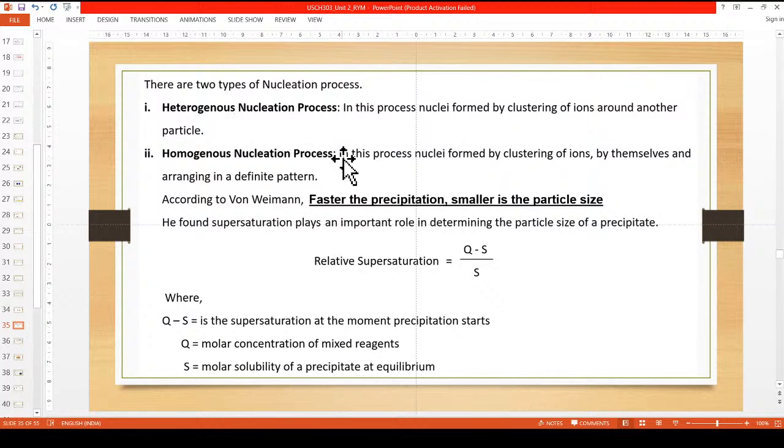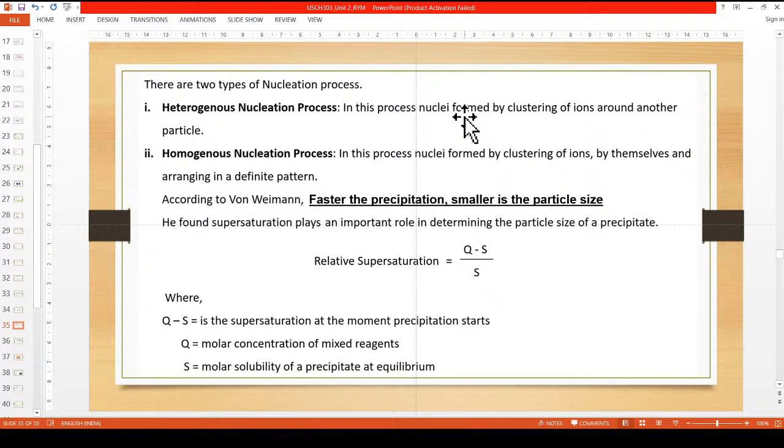Heterogeneous nucleation is the process in which the crystal is formed by clustering ions around any other foreign particle. So you require something else, like a dust particle can be a nucleation center, or some impurity metal can be a nucleation center. So in heterogeneous nucleation the center is a foreign particle. Foreign particle means what, not from a foreign country, but anything other than your precipitate.